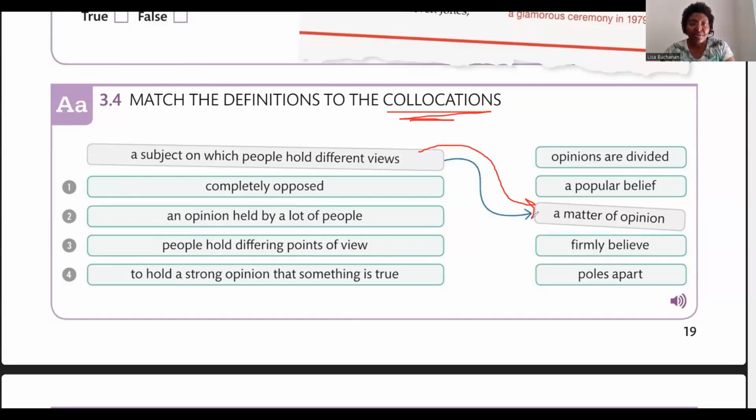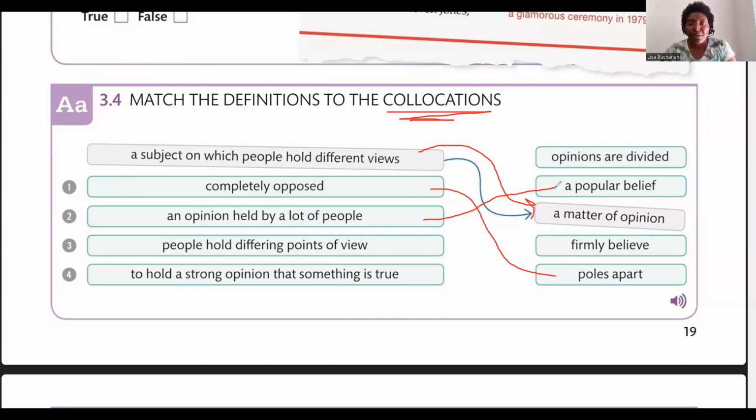Let's look at the first one, number 1, completely opposed. What's completely opposed? Poles apart. Sometimes we use the phrase polar opposites or poles apart. Number 2, an opinion held by a lot of people. That's a popular belief. So we like those words, popular belief, together.